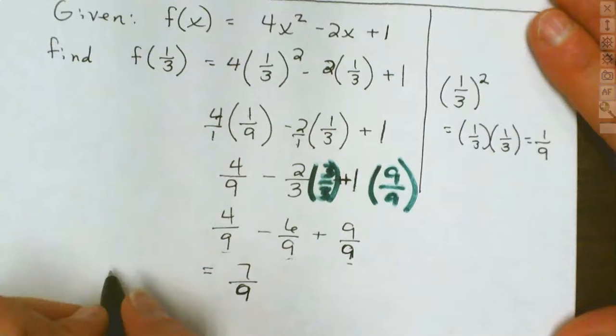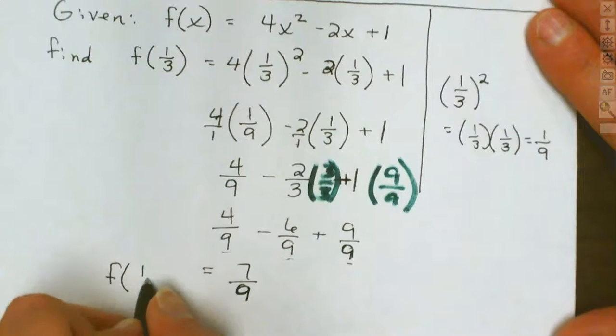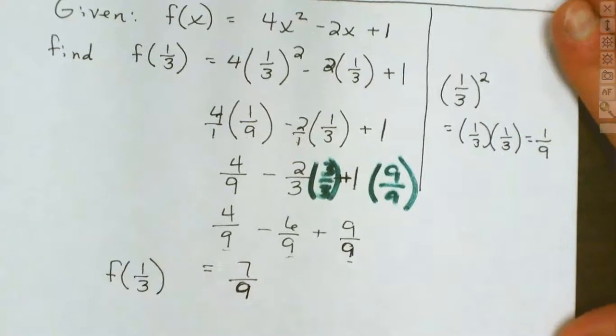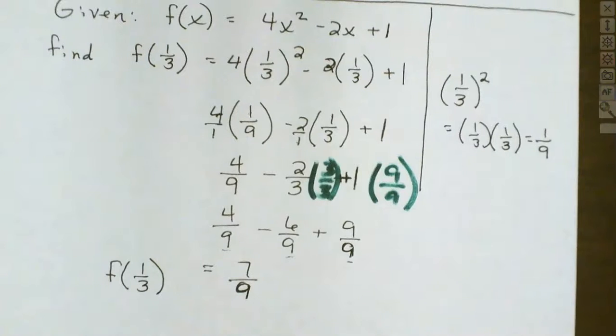And so what's my final answer? Well, f of 1/3 now equals what? f of 1/3 equals that 7 ninths. And there's only one question like this, and that's question 1.